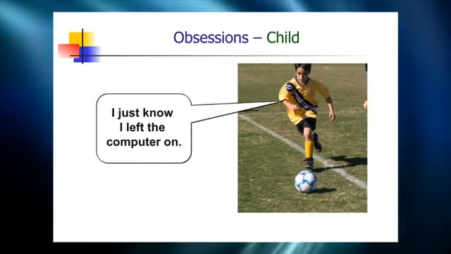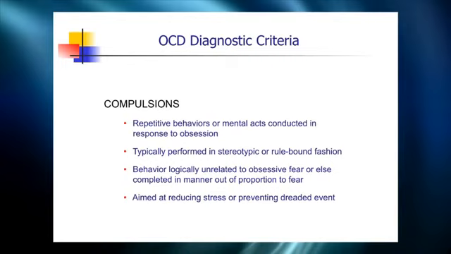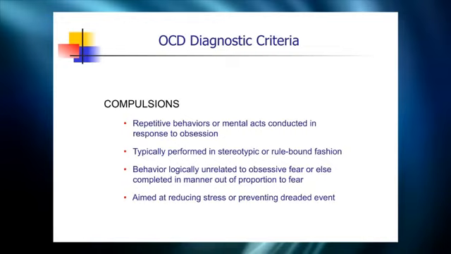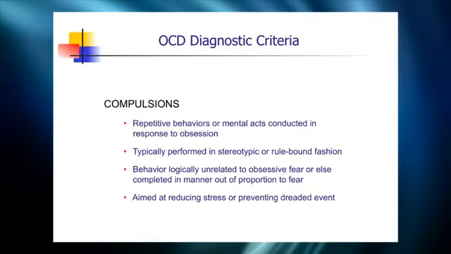In terms of compulsions, a compulsion is a repetitive behavior. It can be either an overt physical act, or it can be a mental act, such as counting or praying or rearranging things in your mind. It typically is conducted in response to the obsession, and the goal is to relieve the distress or anxiety that are triggered by this obsessive thought. Compulsions are typically performed in a stereotypic or rule-bound fashion.